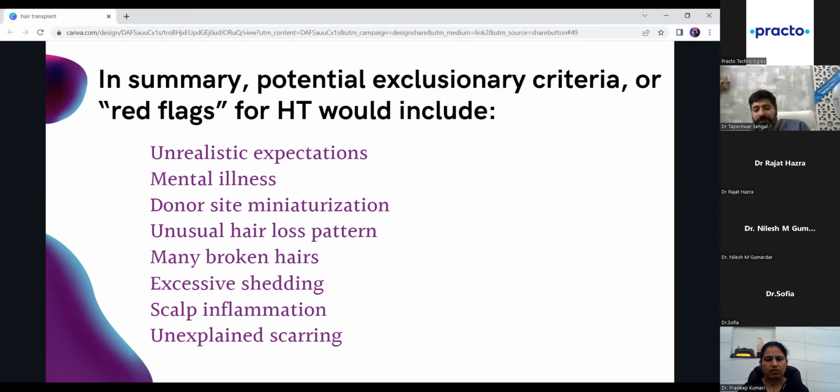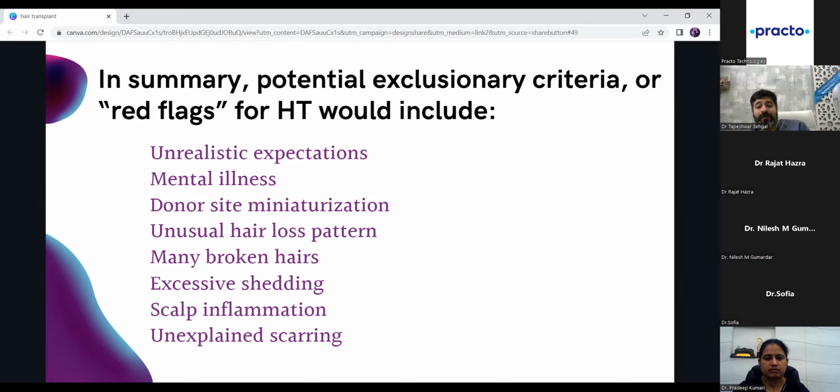One patient will come to you fully bald and expect you to give them the density they had when they were 5 years younger, 10 years younger. You just need to tell them we can do only a frontal area transplant. We cannot cover this. Then there is mental illness, psychiatric patients whose expectations are too much, which can never be satisfied. And before you promise the hair transplant, you need to assess the donor side.